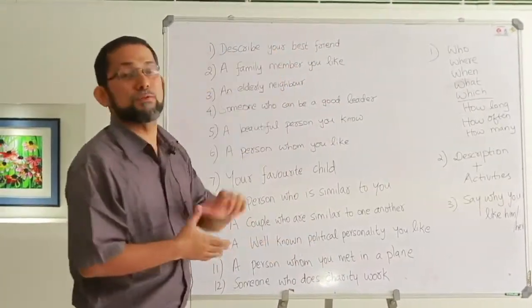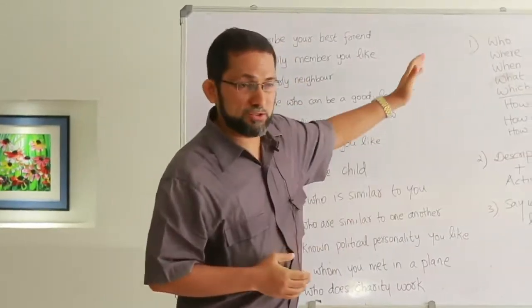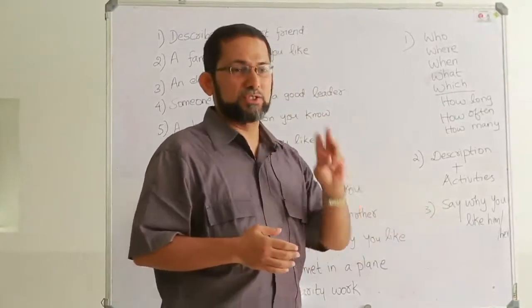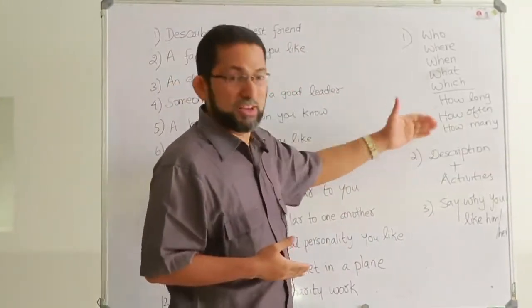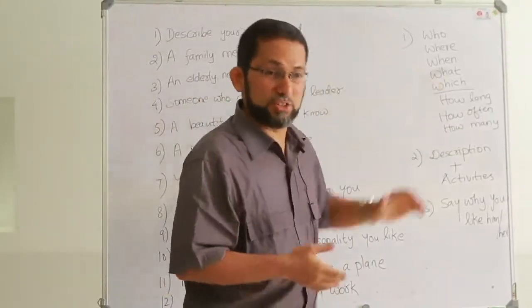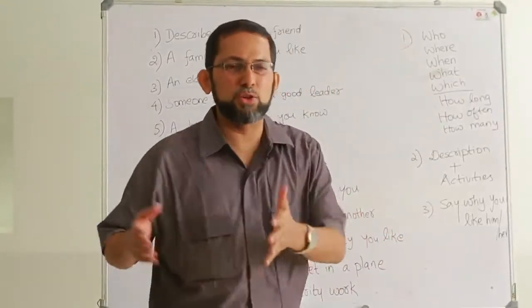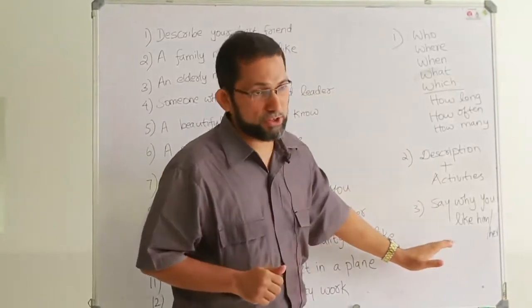Describe your best friend. What we're going to do is first introduce, then describe, and then say why you like him or her. So you've got three parts to your answer: introduction, description, and say why you like him or her. In the introduction, we're going to answer these questions: which, where, when, who, what, how long, how often, how many.